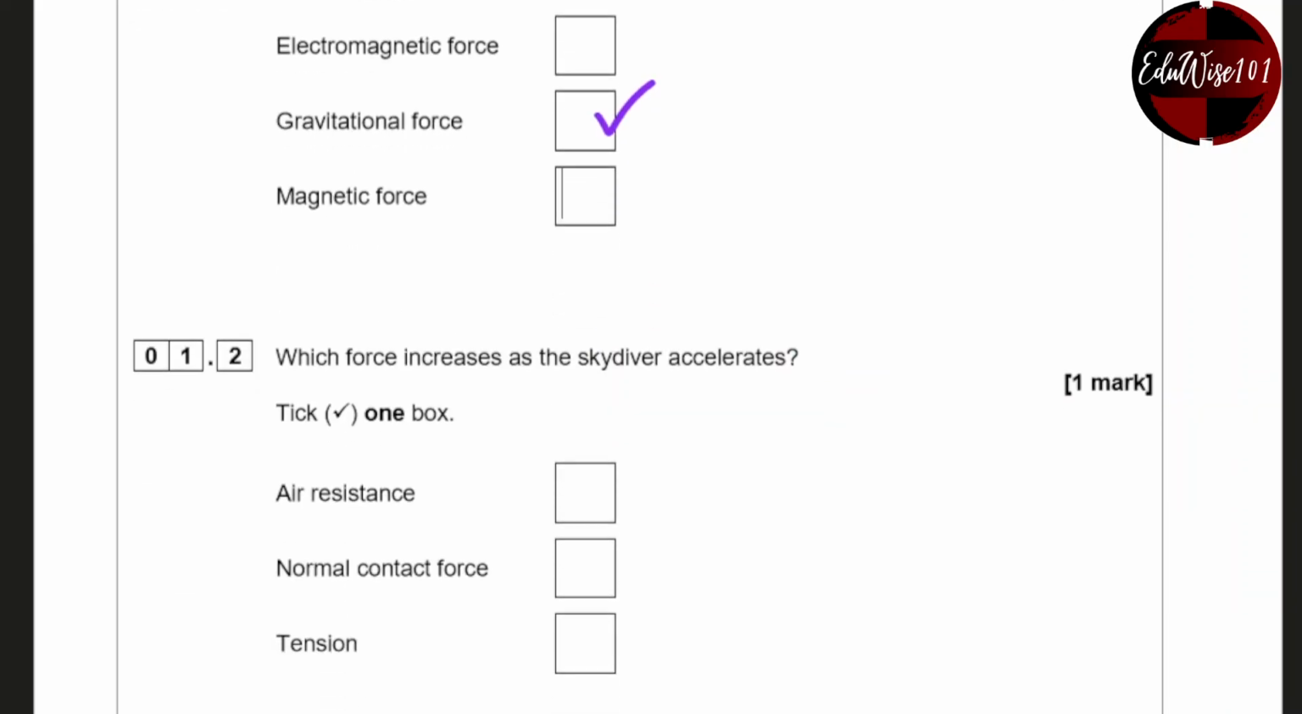Which force increases as the skydiver accelerates? And that would be air resistance. And it's not normal contact force. For that, the person should be in contact with the surface, and it's not tension because they're not hanging by a rope or anything like that.